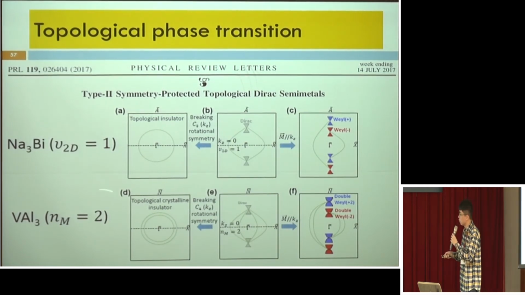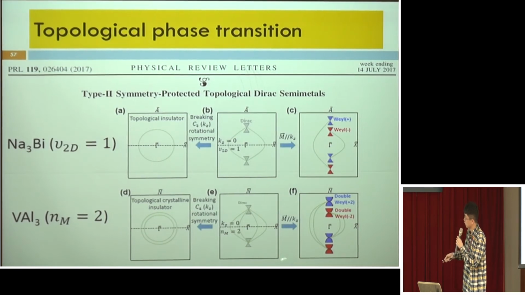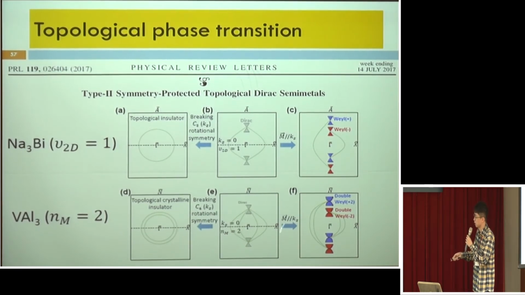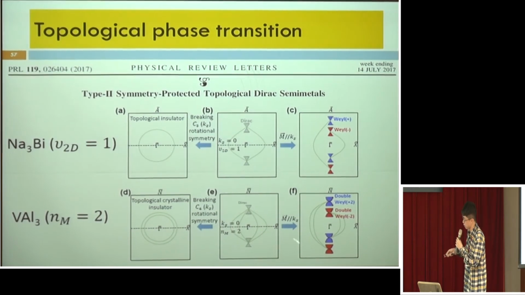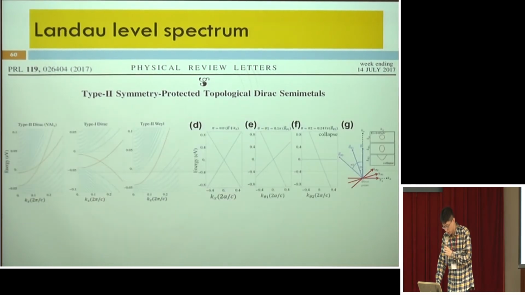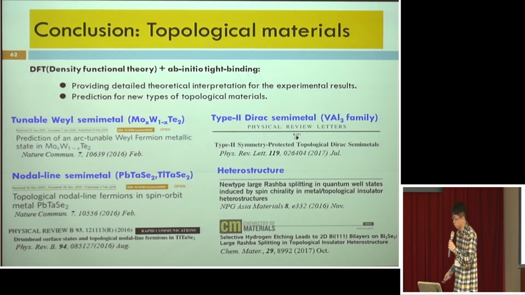A Dirac semi-metal is very interesting because it can be regarded as a critical point in the topological phase. It means we can realize different phases simply by breaking the symmetry. For example, if we break the C4 symmetry, the system becomes a crystalline insulator. If we apply a magnetic field and break time-reversal symmetry, it becomes a Weyl semi-metal. Because of time, let me skip over this part and go to the conclusion.